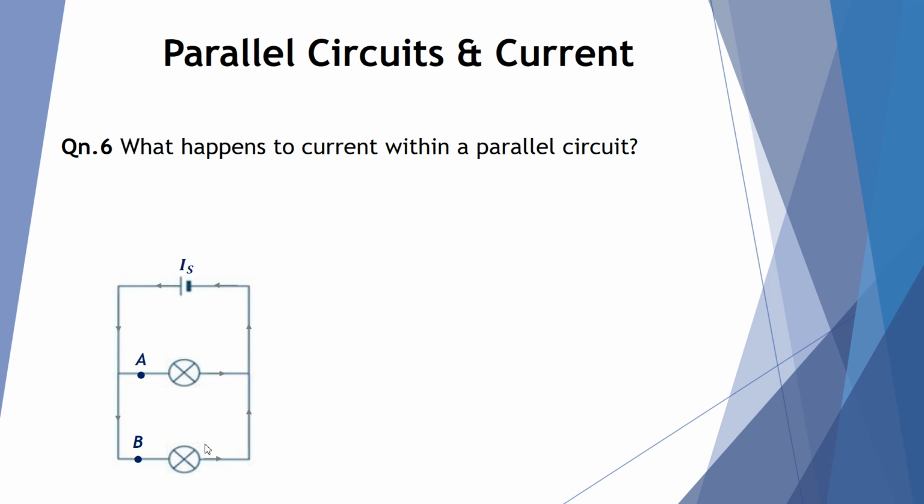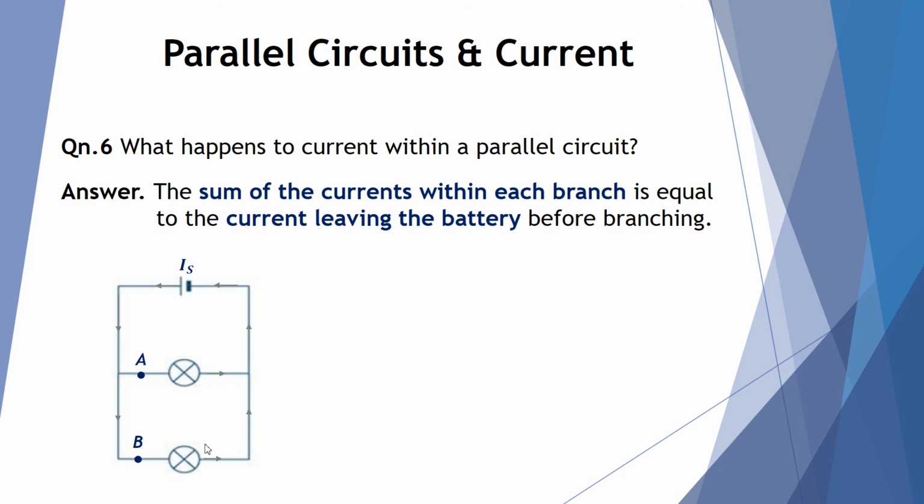What happens to the current within a parallel circuit? Well, the sum of the current within the branches is equal to the current leaving the battery or the supply. So that says whatever current I have in branch A plus whatever current I have in branch B, when I add them together, that will give me the supply current. Here's our equation. Let's try this.